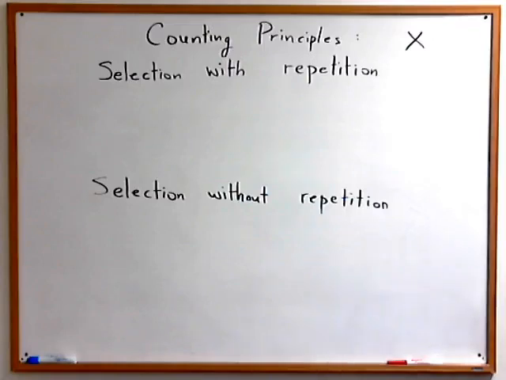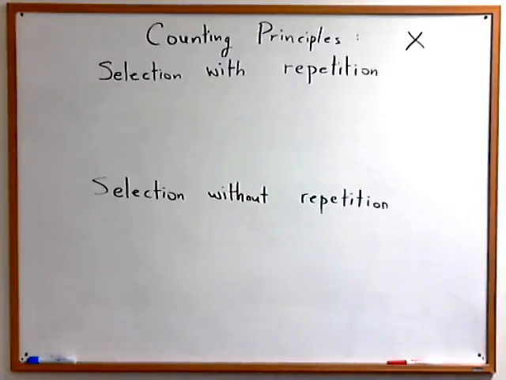Next, let's go on to counting principles that involve multiplying. All right. So there are two basic ways to select multiple things, and that is either with repetition allowed or without. We've already alluded to this a little bit with the cards in the deck.